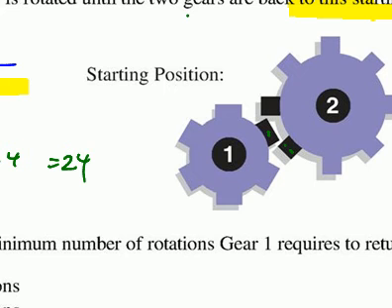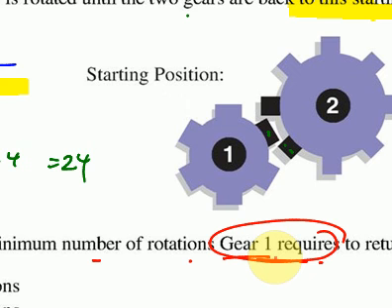Okay, so you're thinking 24. Does that mean it's 24 rotations? No. Okay. 24 is just the number of teeth, right? It moves around. Now let me ask you. It says, what is the minimum number of rotations gear 1 requires to return to this starting position? You're saying that the starting position means that each of the gears should turn 24 teeth.